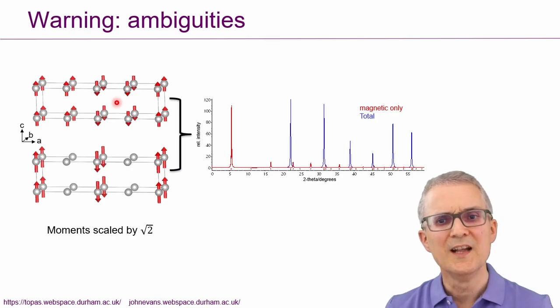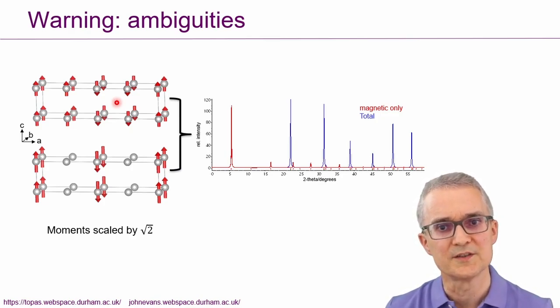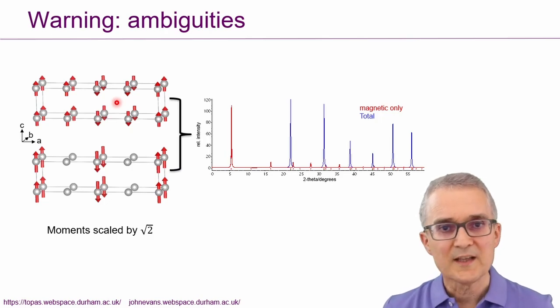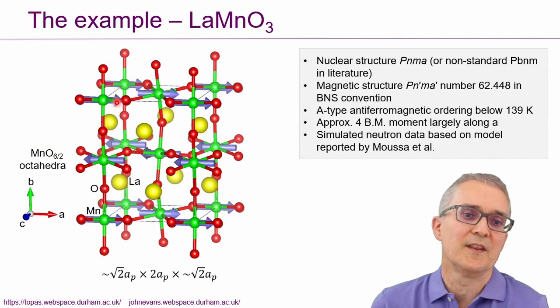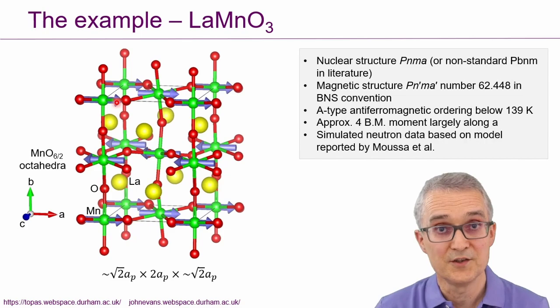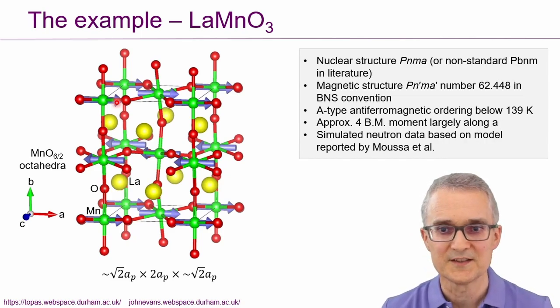neutron diffraction. So you just need to be aware that sometimes there are some ambiguities in the models that you develop. So with that said, let's come on and start to look at the example that we're going to look at in this tutorial. And this is one that doesn't have any of these nasty ambiguities.